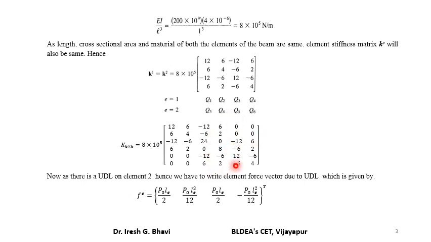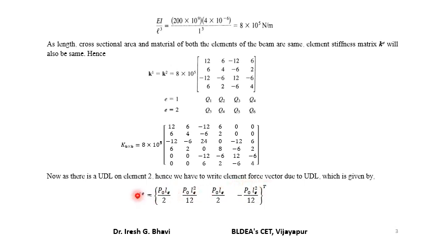Then after assembling capital K, as the uniformly distributed load is acting on element 2, we have to write down the UDL vector for element 2. This is the expression for the UDL vector for a beam element, that is Fe is equal to P naught Le by 2, P naught Le square by 12, P naught Le by 2, minus P naught Le square by 12, transpose, because it is a column matrix. Here P naught is the intensity of UDL given in the problem, Le is the length of the beam element.